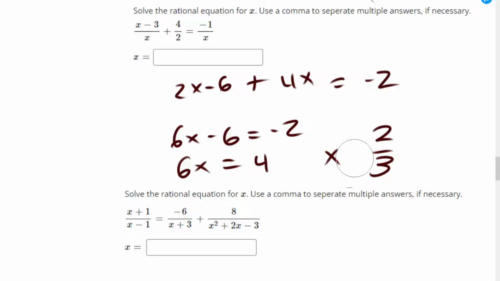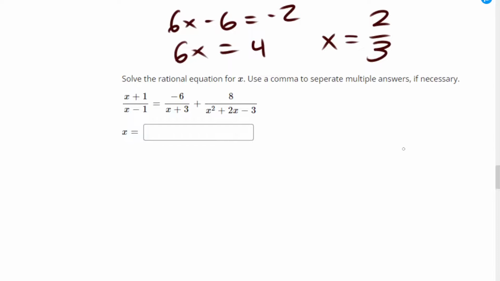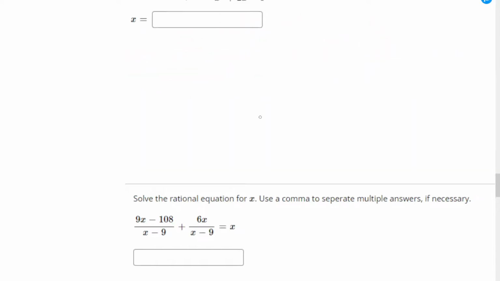If our answer had come out to be x equals 0, this is a module where you need to be careful with extraneous solutions. If it had been x equals 0, we would not be able to use that as an answer, so just be careful with that. Okay, 2 more.